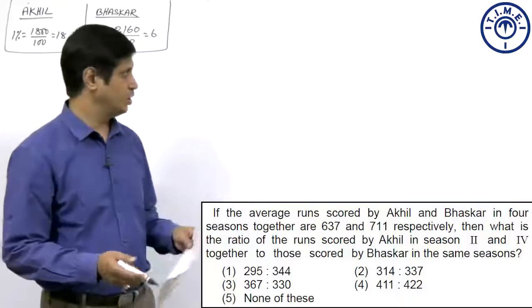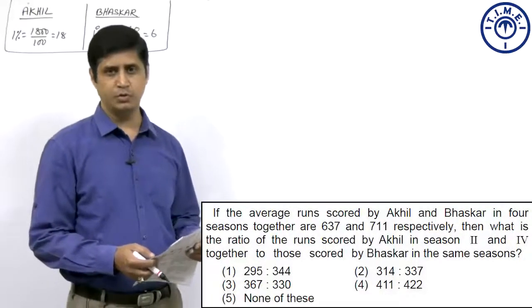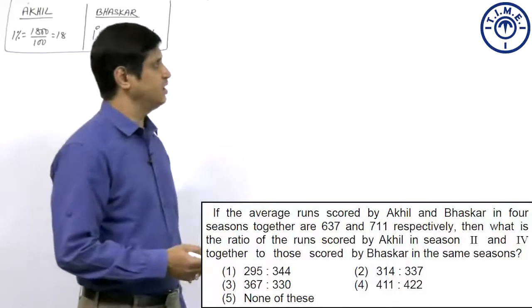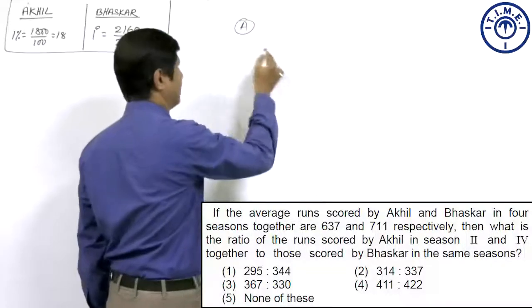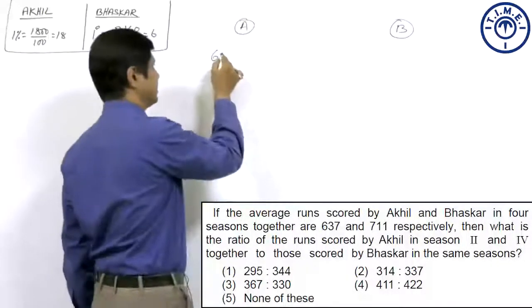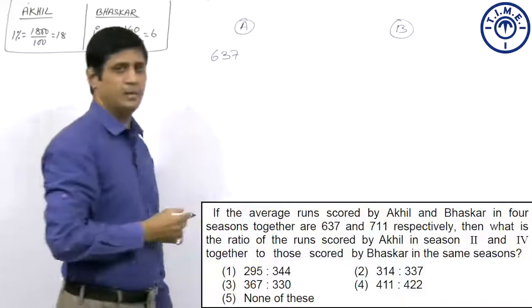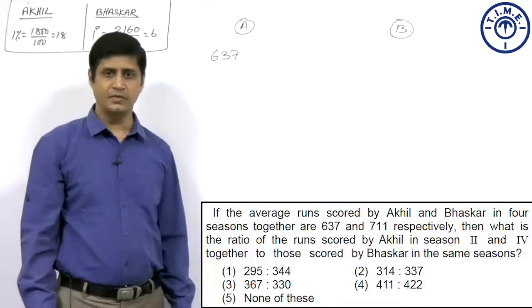The ratio to be observed is the ratio of seasons 2 and 4 of Akhil with respect to Bhaskar. Now, what is given here? The average is given. The average of Akhil is 637. What do you mean by average? Average is equal to the sum of the observations divided by the number of observations.